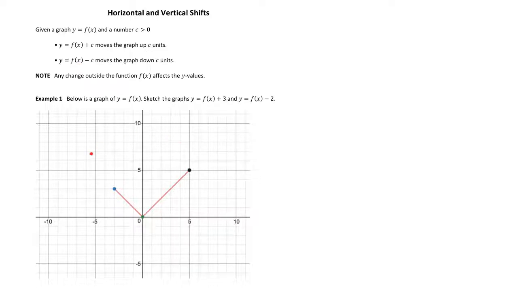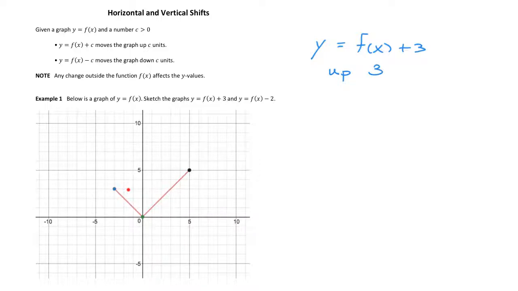Let's examine this idea in example 1, where y equals f of x just represents this sketch here. What does the graph of y equals f of x plus 3 look like? So I'll put this over here in blue. But anytime that you change a y value, it's very straightforward. The plus 3 means it's going to move the graph up 3 places. So I'm just going to put up 3.